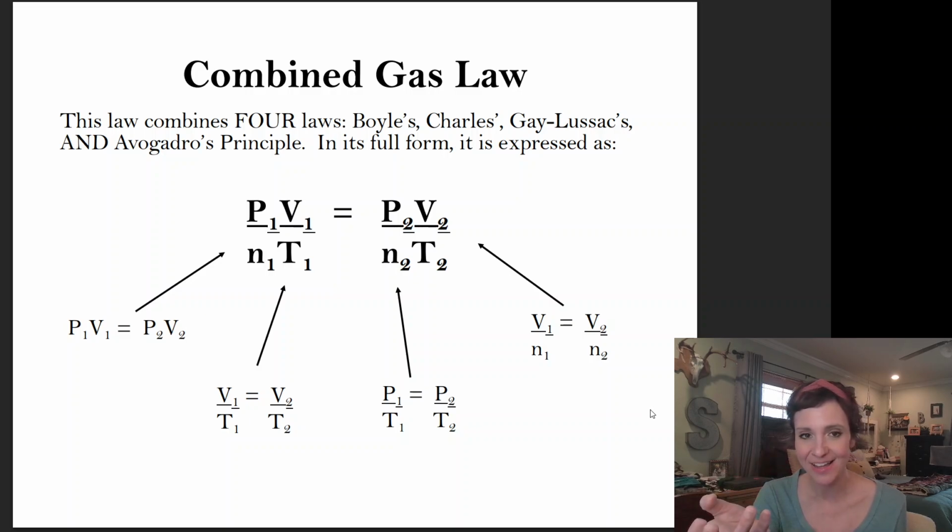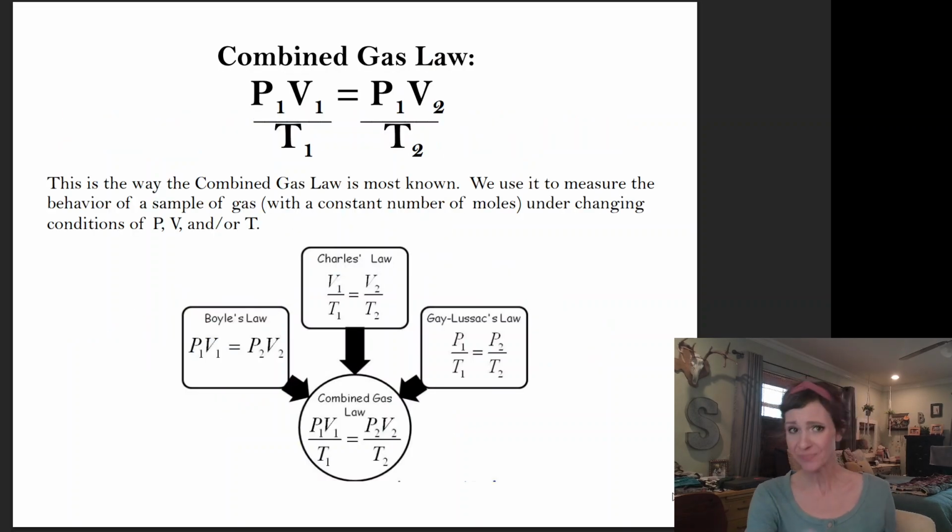So the combined gas law, you don't even have to remember all of these ding-dang equations. If you remember just this one law, all of the other ones are hidden in there because you can pick them out depending on what is held constant and what is changing. Very, very cool. Now, the most common way you'll see the combined gas law written is this way, where you do not have the N's. Most of the time when we use the combined gas law, we're keeping the number of moles consistent anyway, so we don't have to have that featured in our equation. So we use it to measure the behavior of a sample of gas with a constant number of moles under a change in conditions of P, V, and/or T.